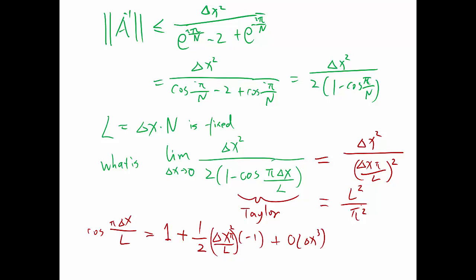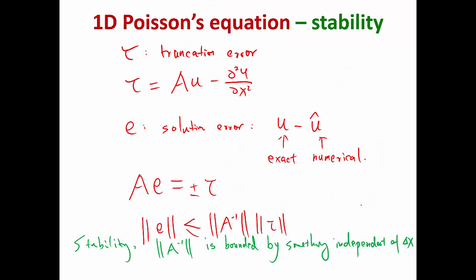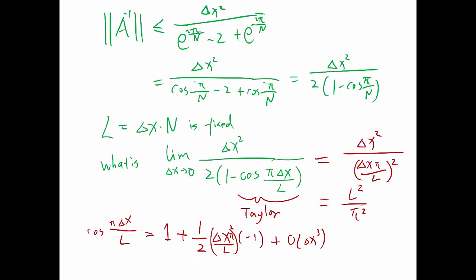All right. So basically we want to make sure the norm of A inverse is not growing larger and larger as we make delta x smaller and smaller, and that gives us the property that the norm of the solution error is going to shrink at the same rate as the truncation error shrinks. All right, any questions?